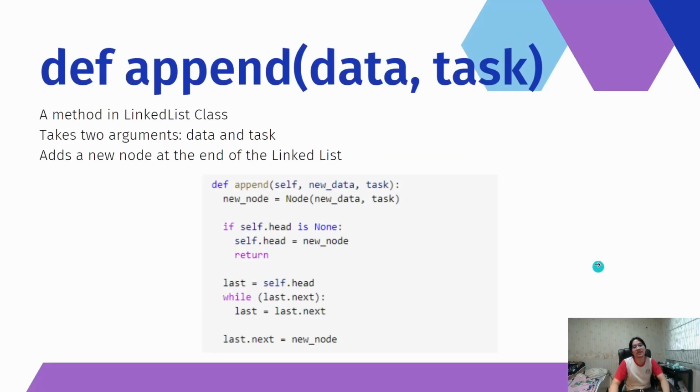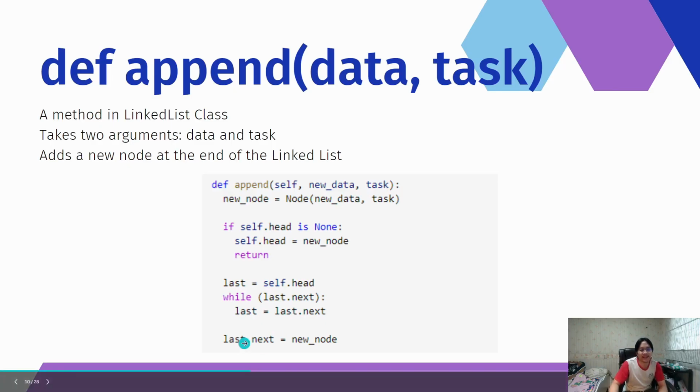The second function is append. Append takes 2 arguments, which are the data and the task. It adds a new node at the end of the linked list. It does this by creating the node first and then checking for the head. If there is no head, then it will end the function. If there is a head, then it will loop through the linked list until it finds the last node, and then set the next attribute of the last node to the new node.